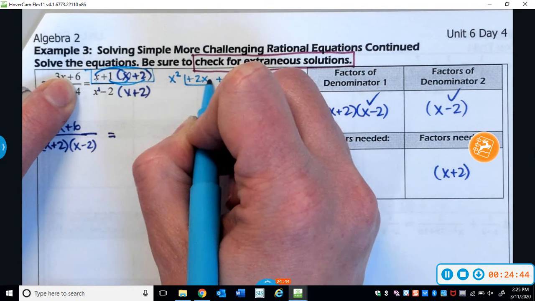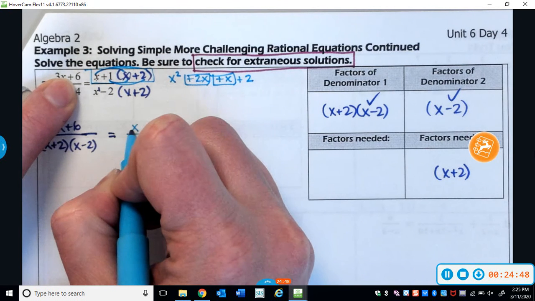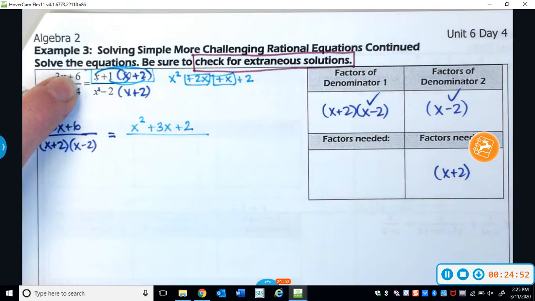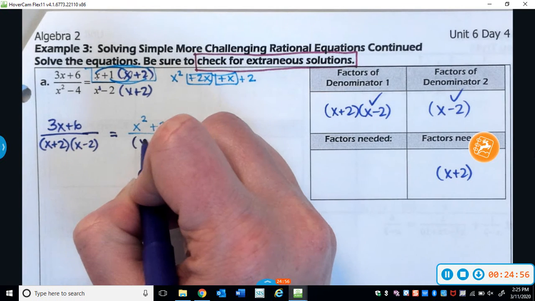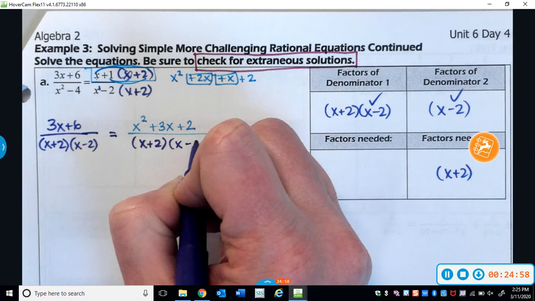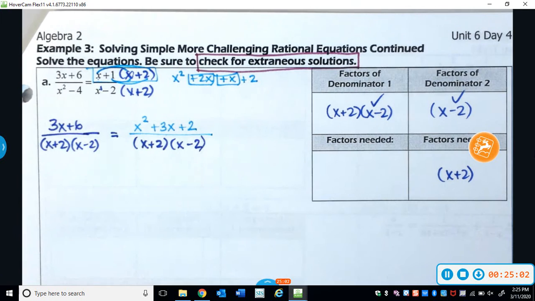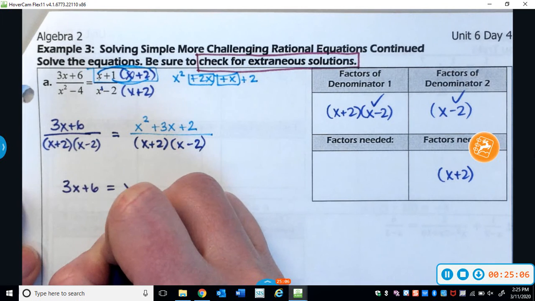And if I combine my like terms now, that tells me for the second fraction, I'd have an x squared, a positive 3x, and a positive 2 in my numerator. And my denominator, I'd have x plus 2 and x minus 2. So I can see that they have a common denominator now, so I'm just going to be writing an equation for their numerators.